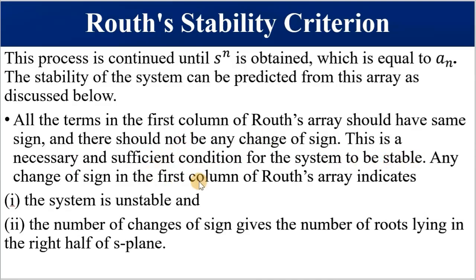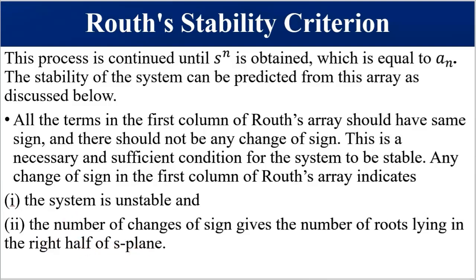Any change of sign in the first column of Routh's array or tabulation indicates, number 1, the system is unstable. Number 2, the number of changes of sign gives the number of roots, I've said this, that lie on the right half of the S-plane. And any root that lies in the right half of the S-plane shows that the system is unstable.